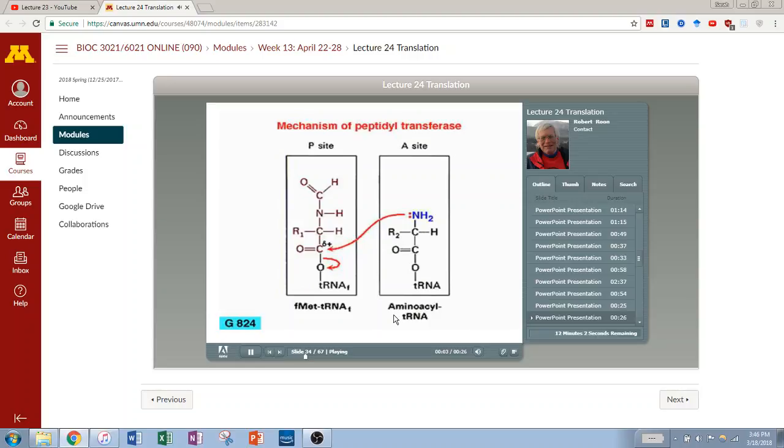The mechanism of peptidyl transfer from aminoacyl tRNA to the growing peptide chain involves the nucleophilic attack of an amino group from the aminoacyl tRNA in the A site on the carbonyl carbon of the aminoacyl tRNA in the P site. A new peptide bond is forged, and the link between the peptide in the P site and its tRNA is severed.